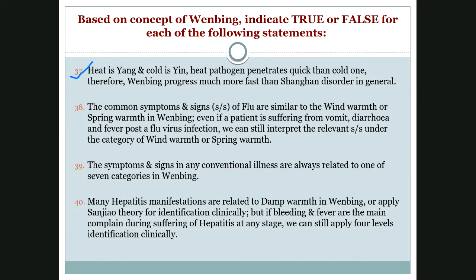38. So do mark it. Now, 38: the common symptoms and signs of flu are similar to the wind warmth or spring warmth in Wenbing. So the common symptoms. Even if a patient is suffering from vomiting, diarrhea, and fever post flu virus infection, we can still interpret the relevant symptoms and signs under the category of wind warmth or spring warmth.